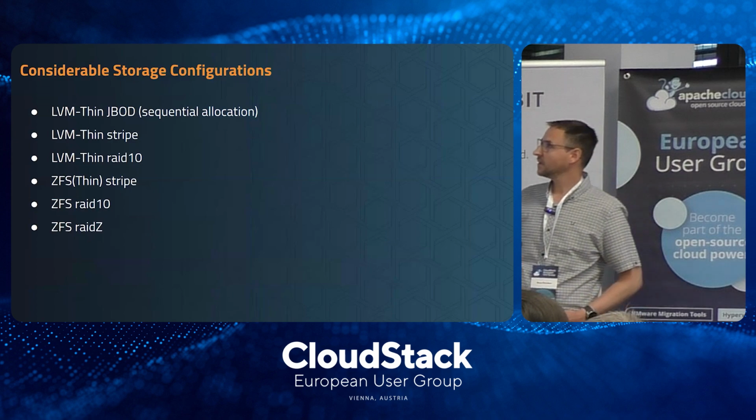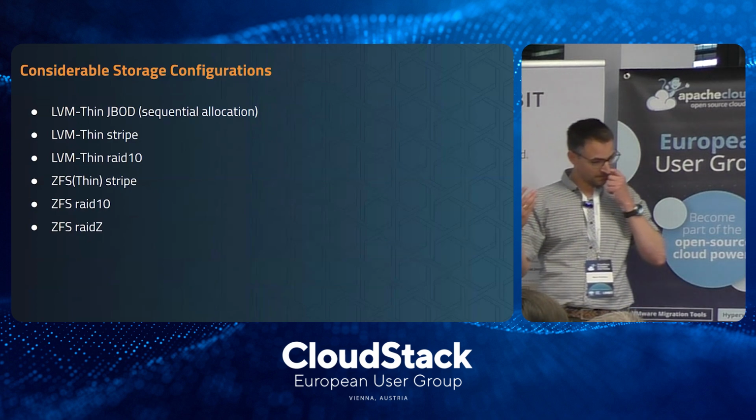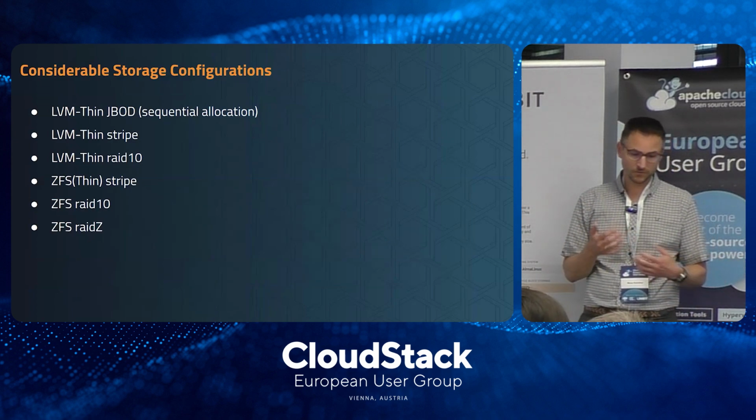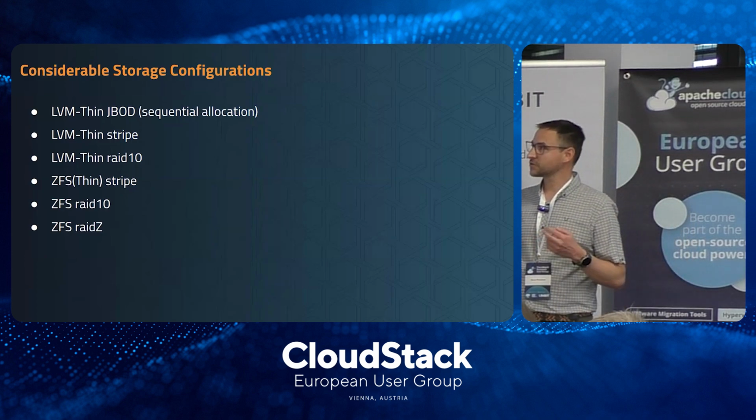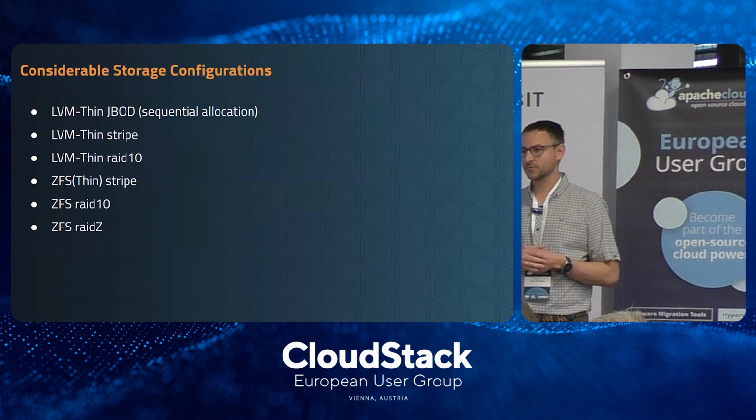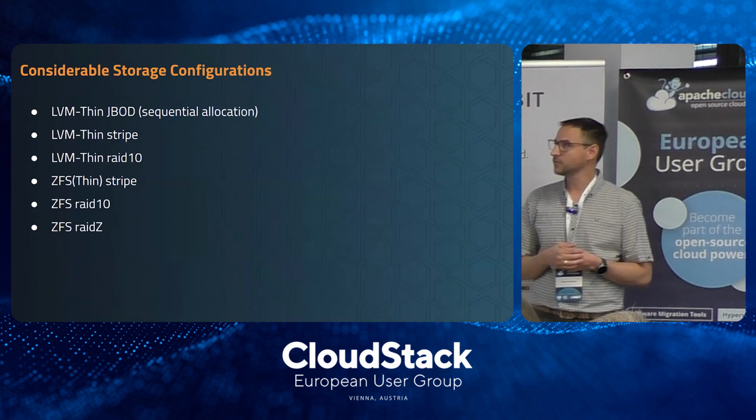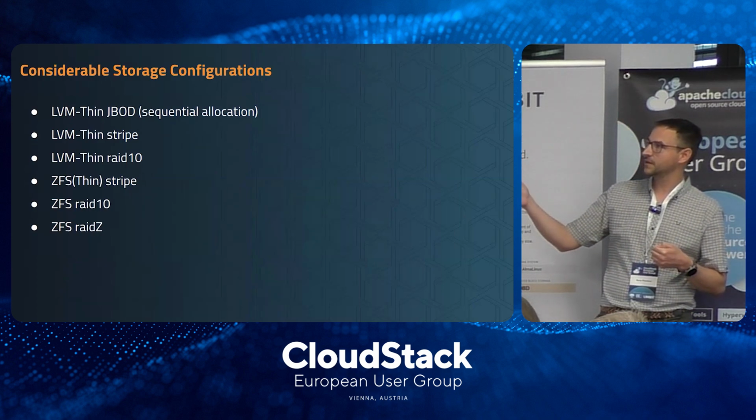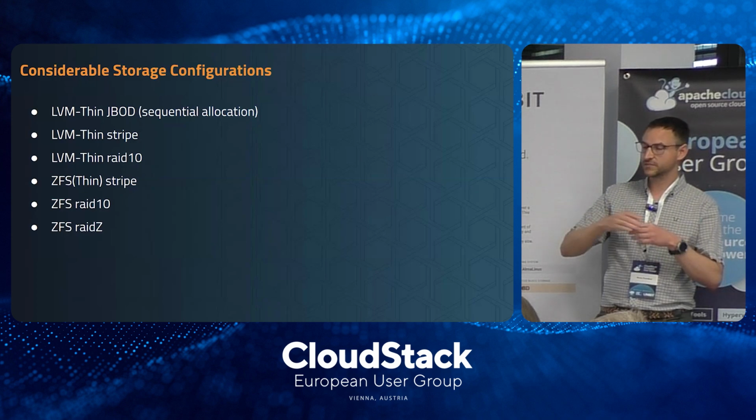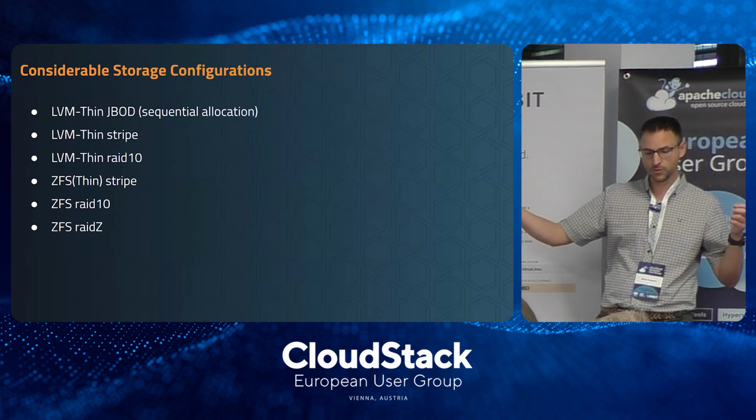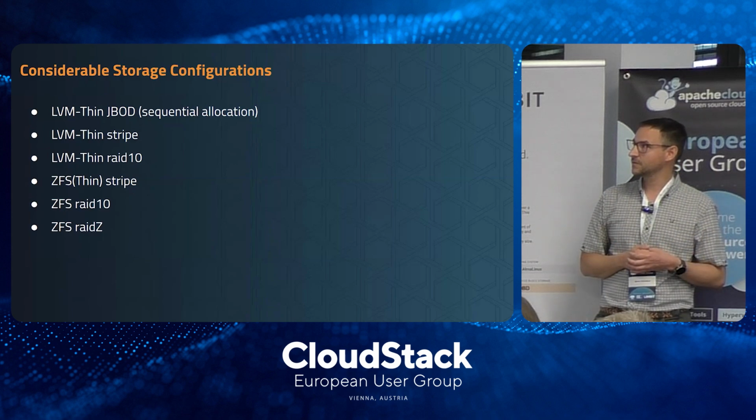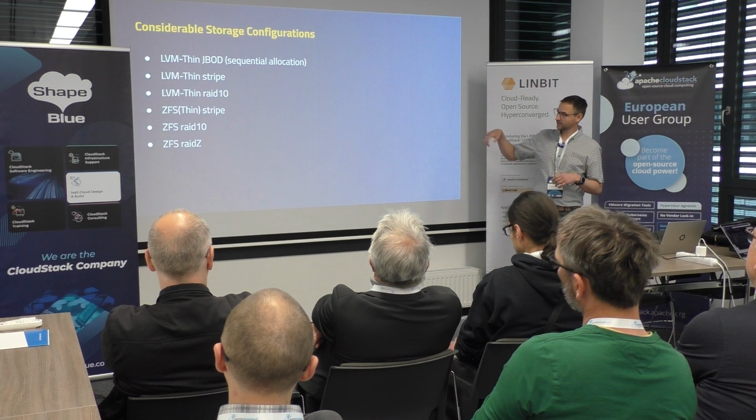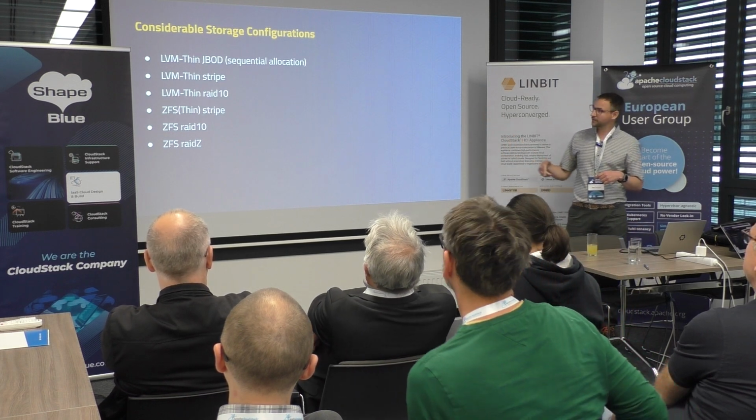So now I'm back to LINSTOR and how to set up a storage configuration. So what could you choose from? You could use LVM-Thin and just create a big pool with all your disks in it with sequential allocations. That's one thing. I will come to the pros and cons in the next slides.